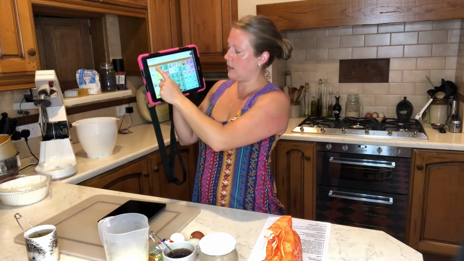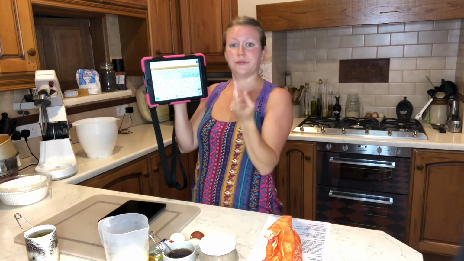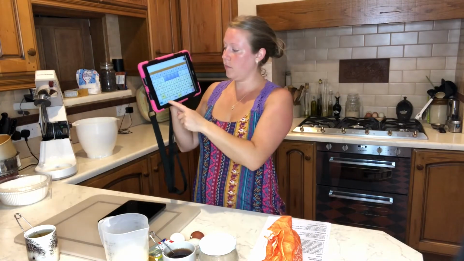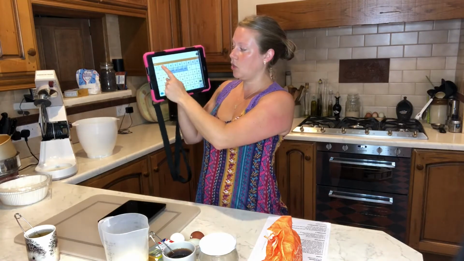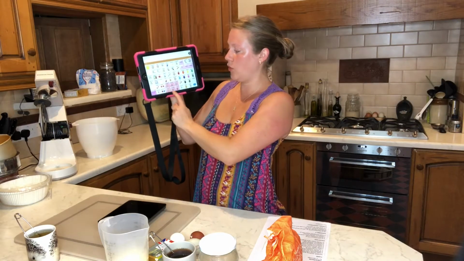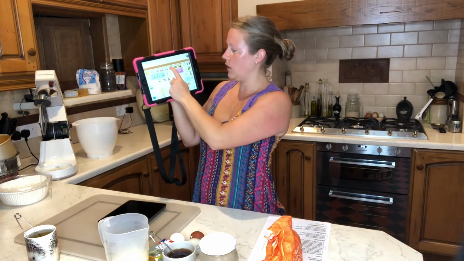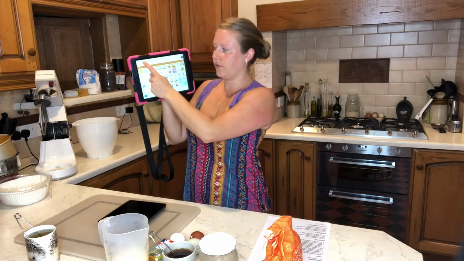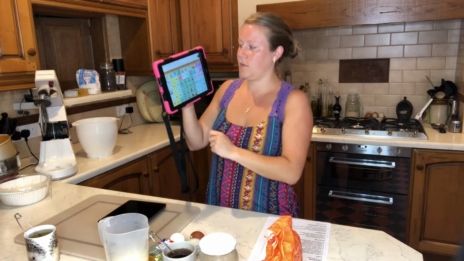And in my friend's house, there's only 2. So what I'm going to do is make 2 of the same cake. So I'm going to make 2 of the same cake.